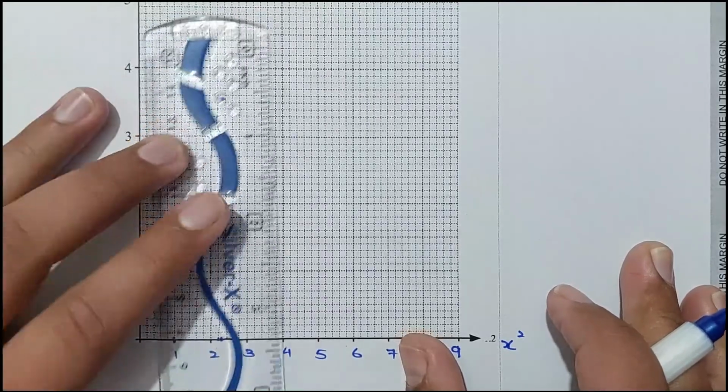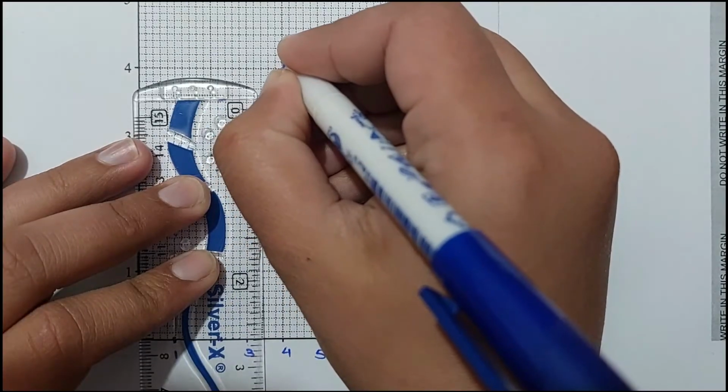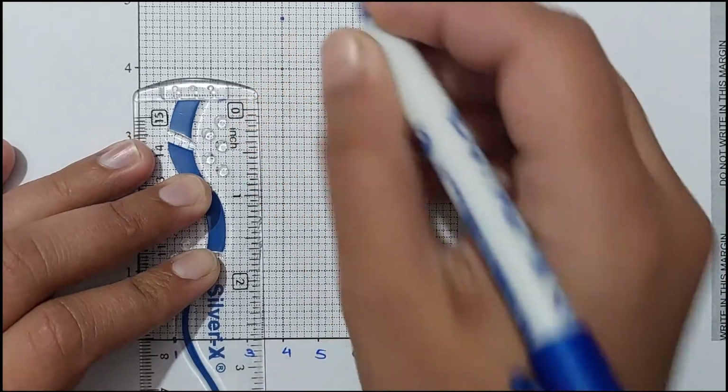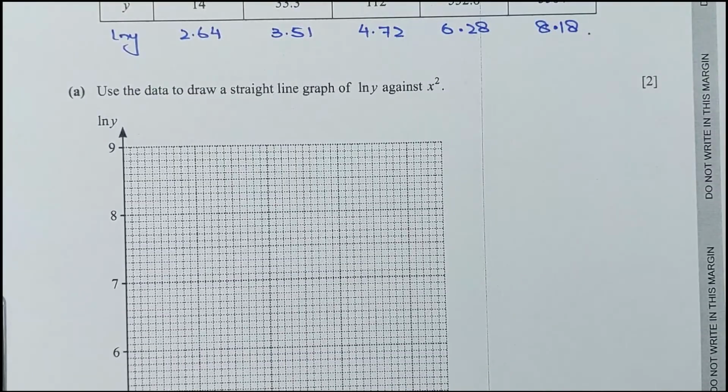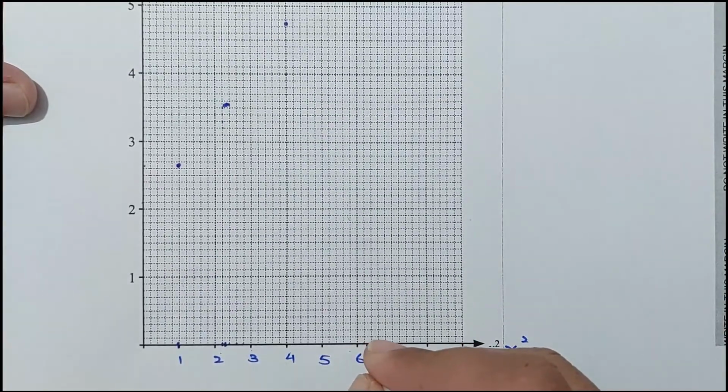Okay, this is a line 4. Here we have 4, 4.1, 2, 3, 4, 5, 6, 7, 4.72. For 6.25, 6.28, 6.25, 6.2 and 6.25 is in the middle.